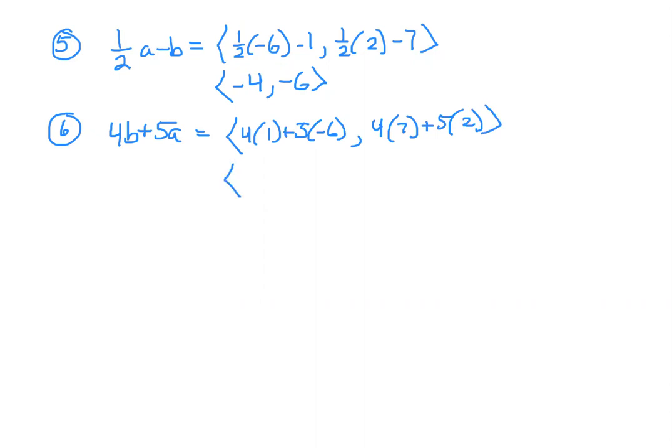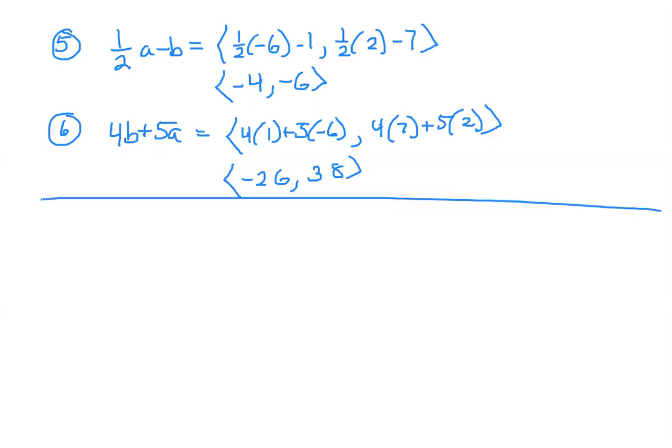So if you do the math there, this is going to be negative 30 minus 4, so negative 26. And this is going to be 28 plus 10, 38. So those are the answers for those. All right. Those are rather simple operations: adding, subtracting, and multiplying by a scalar for vectors.